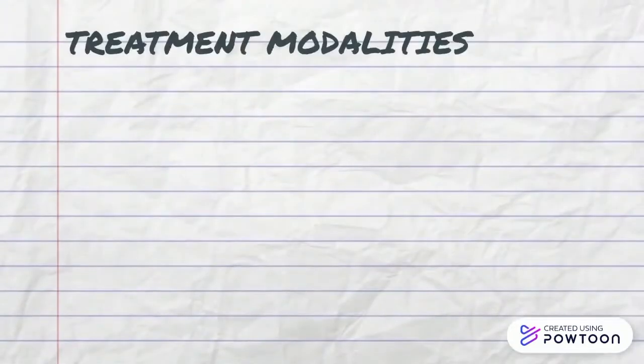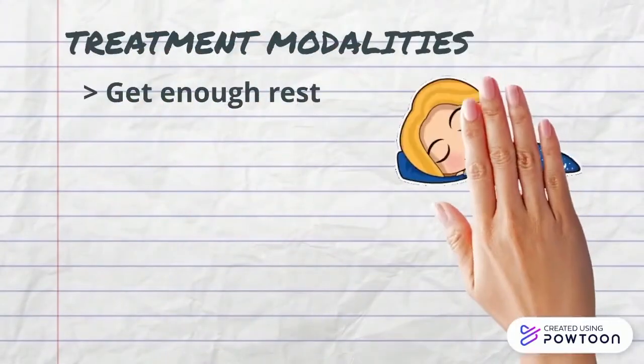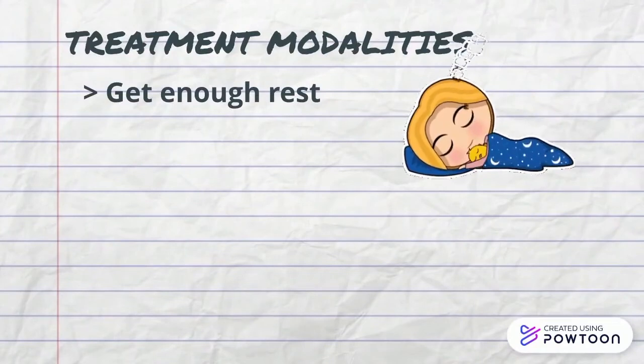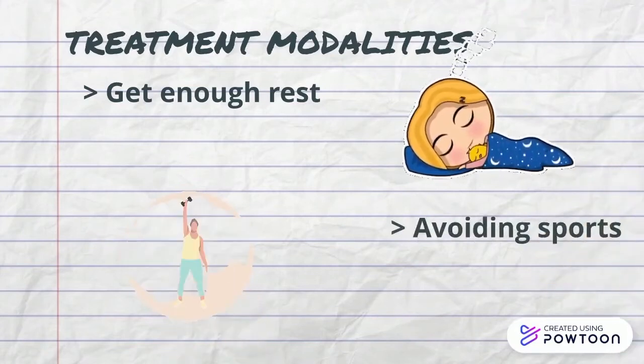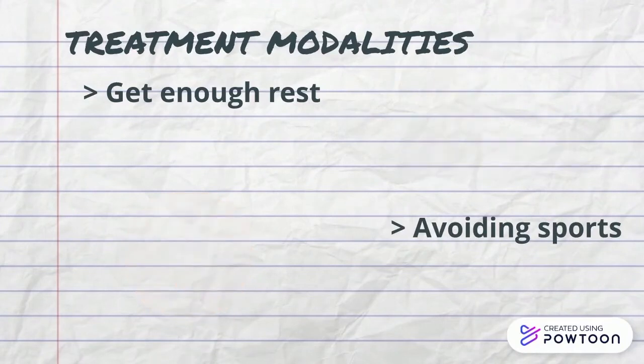Get enough rest. Mono makes you very tired. Sleep helps your body fight infection. Avoiding sports. Physical activity can put too much pressure on an enlarged spleen, increasing the risk of rupture. You should avoid contact sports and strenuous exercise while you're sick and for up to 4 weeks after.